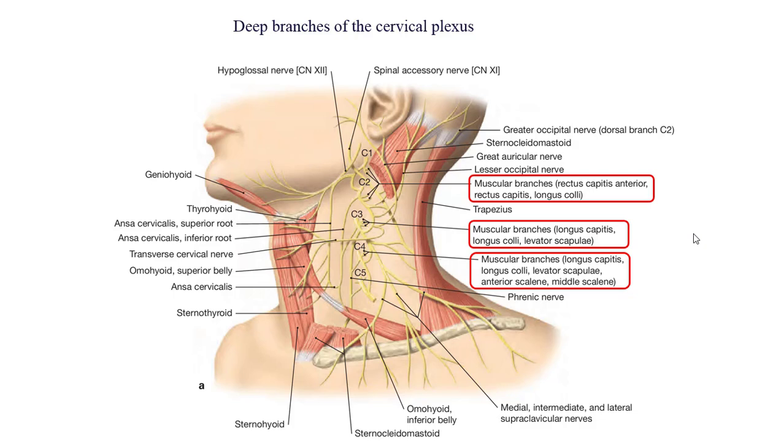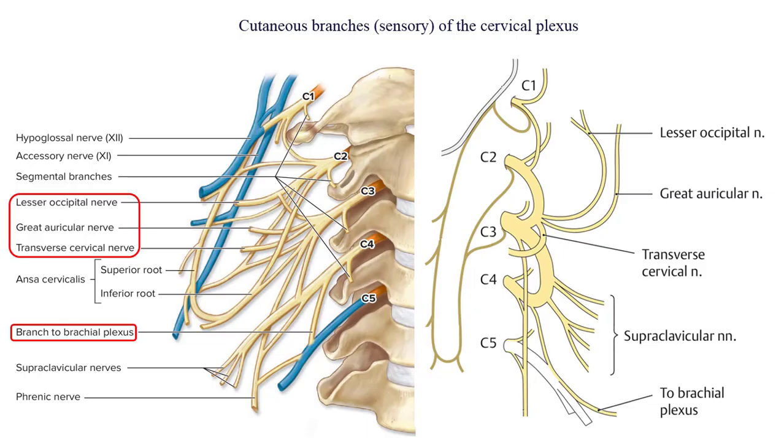I would like to mention here that the cervical plexus gives off several other muscular branches that supply some of the prevertebral and lateral vertebral muscles in the neck. These muscles include rectus capitis anterior, rectus capitis lateralis, longus colli, and longus capitis. So far, we've looked at the deep branches of the cervical plexus, which are mainly motor branches.